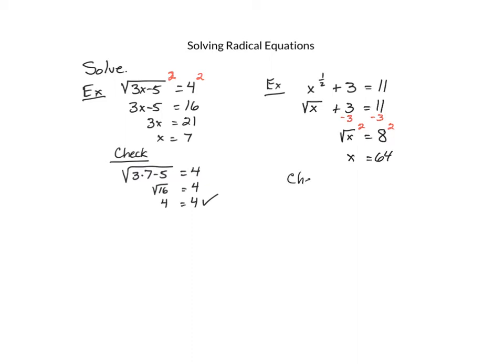Let's check this one as well. We're going to put the 64 into the original equation. So we have 64 to the 1/2 plus 3 equals 11. And simplify. 64 to the 1/2 is 8. 8 plus 3 is equal to 11. So in fact, this one checks as well.